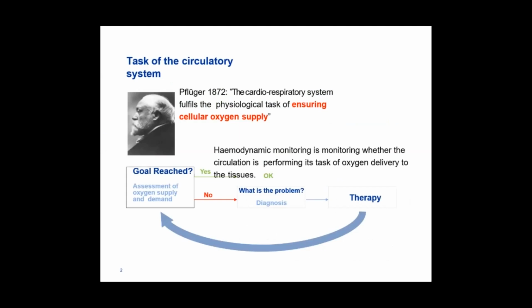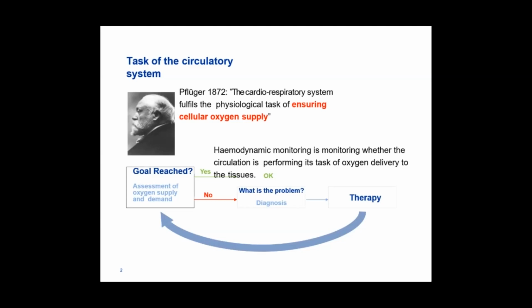The whole concept of cardiorespiratory system functionality is to fulfill the physiological task of ensuring cellular oxygen supply. And hemodynamic monitoring is monitoring whether the circulation is performing its task of oxygen delivery to the tissues, and performing it at the adequate level. Remember that it's all about the delivery of oxygen and the energy, in the form of glucose, to the tissues. So it's all about that.